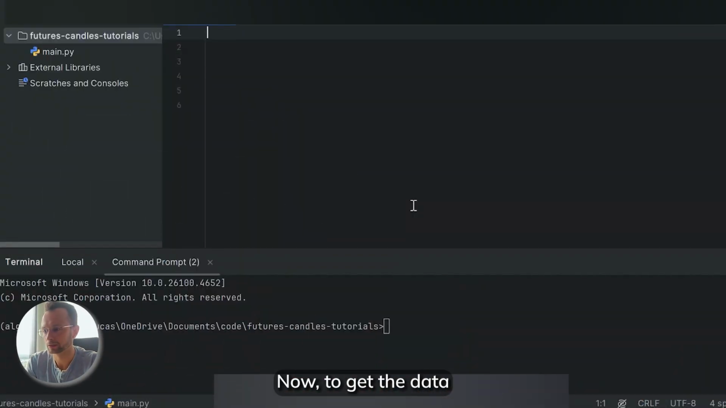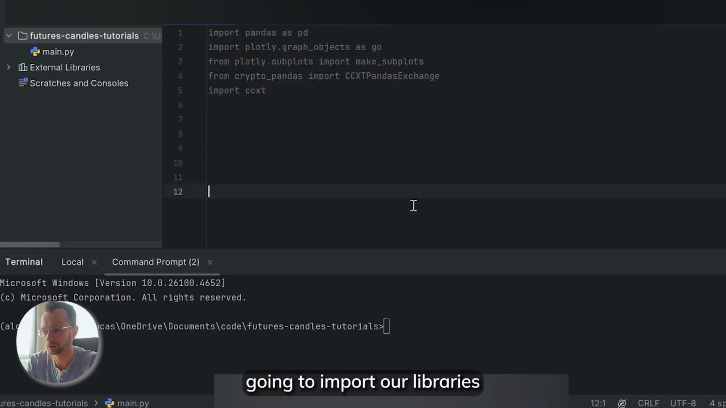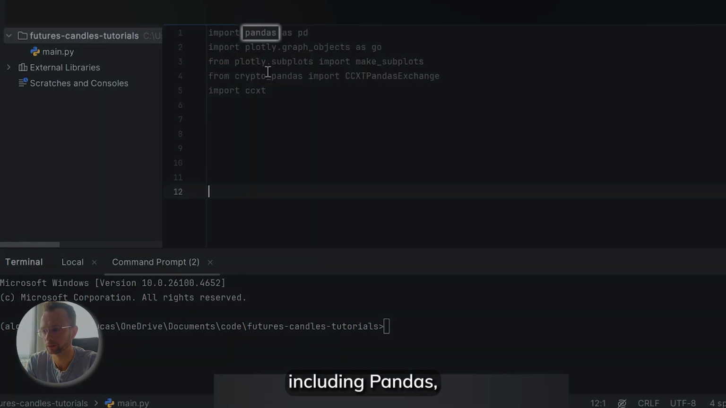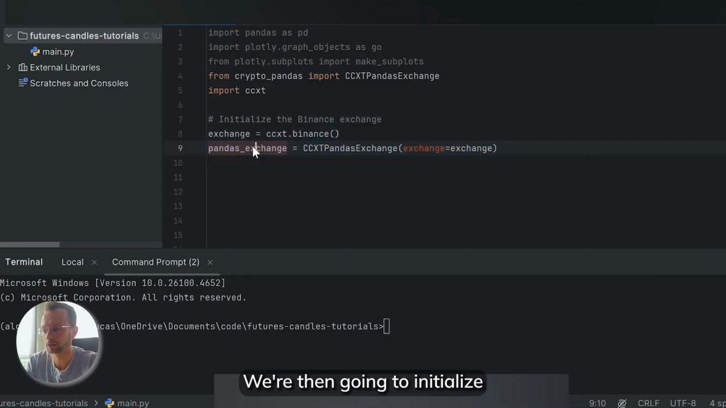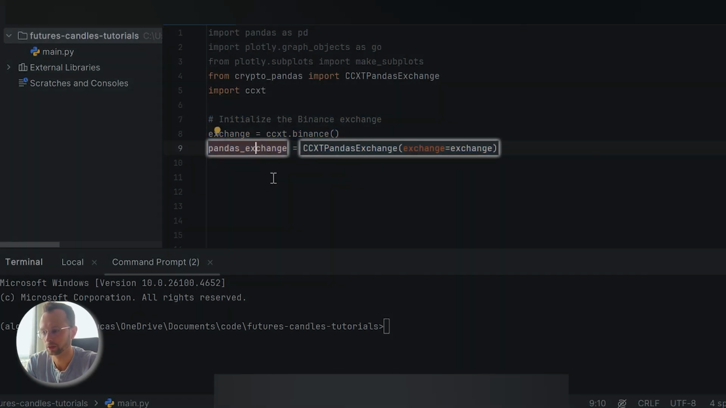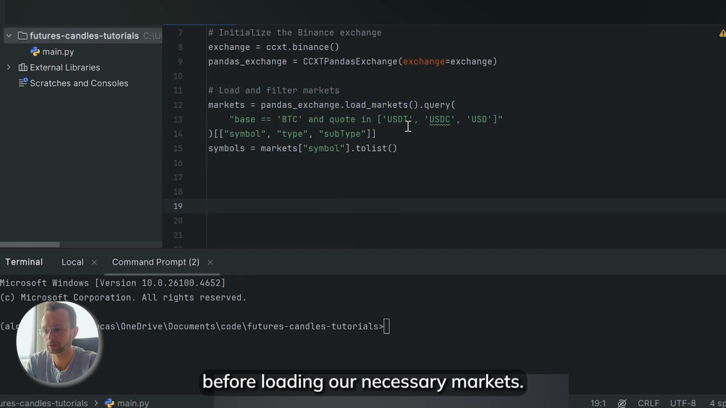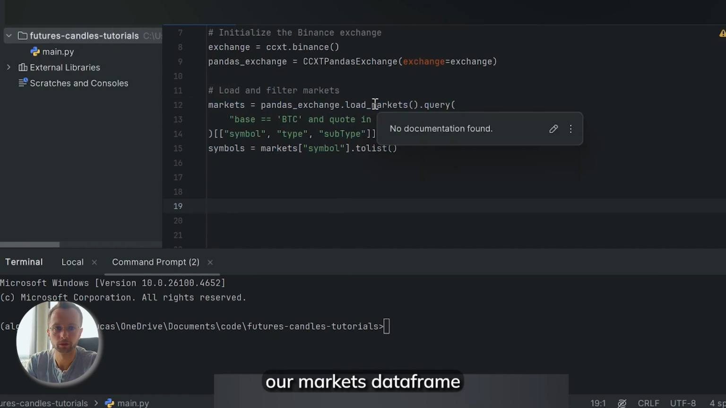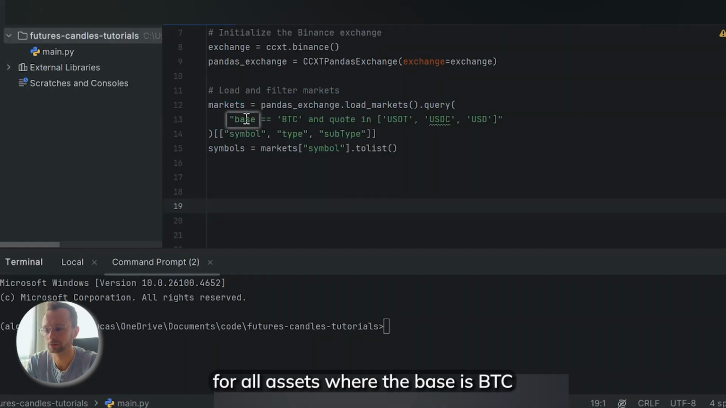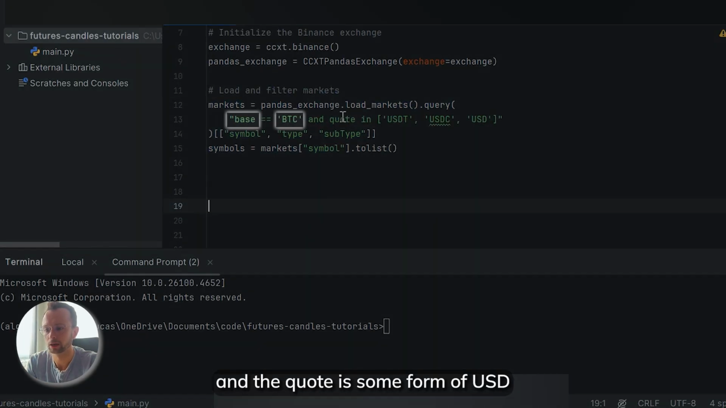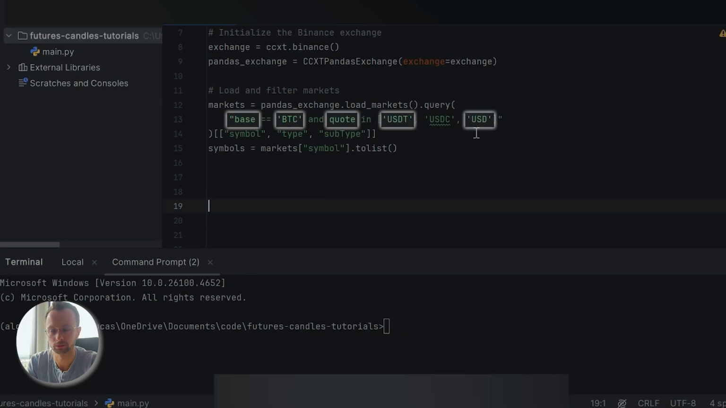Now, to get the data we need, we're first going to import our libraries, including Pandas, CCXT, and Crypto Pandas. We're then going to initialize a Pandas exchange before loading our necessary markets. Now, we're going to filter our markets data frame for all assets where the base is BTC and the quote is some form of USD token or USD.